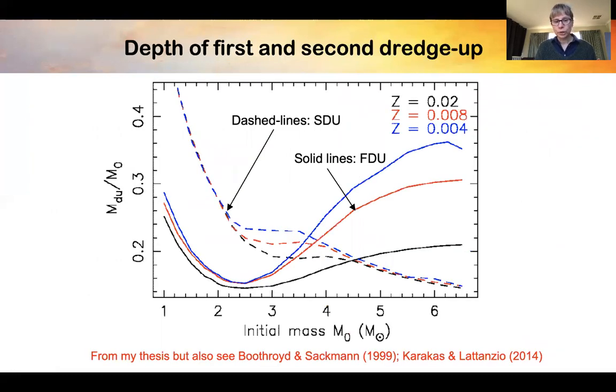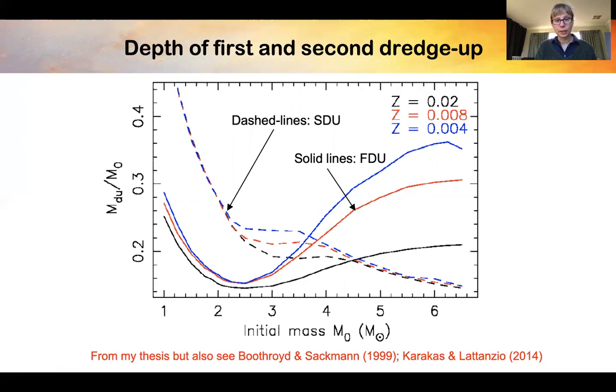The depth of first dredge up and second dredge up really depend on the initial mass of the star as well as their metallicity. This is a diagram that I made for my PhD thesis. Now it's quite old, very much based on a similar diagram that was published by Boothroyd and Sackmann in 1999. So I definitely recommend you have a look at their paper if you're interested in this topic. So you see first dredge up. The solid lines are first dredge up, how deep it gets. And this is the depth that the convective envelope reaches compared to the total initial mass of the star.